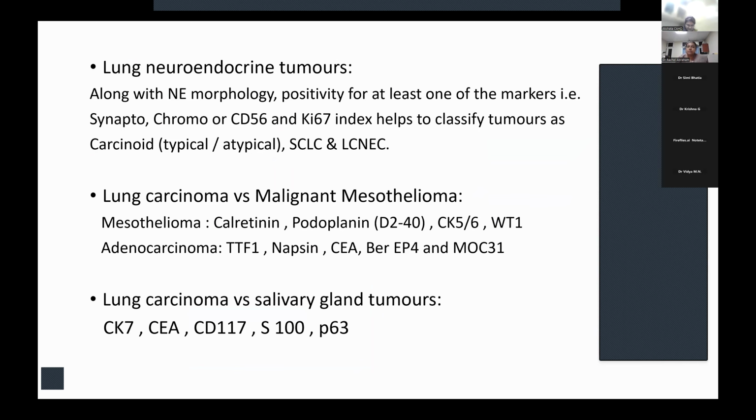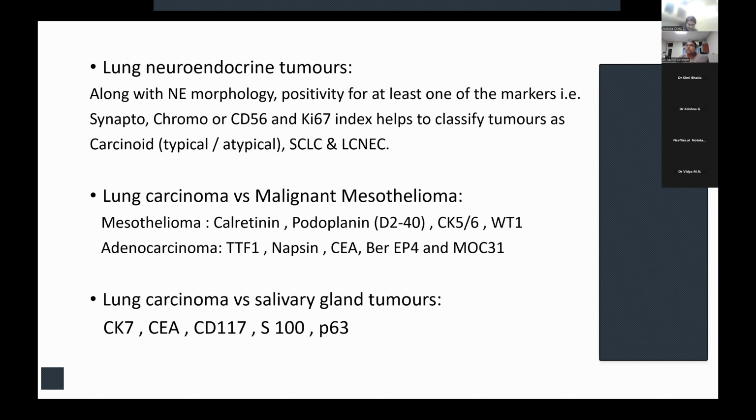The next role would be in lung neuroendocrine tumors. One important point to remember is that just the expression of a neuroendocrine marker, for example synaptophysin, doesn't label a tumor as neuroendocrine. You need to have a classic neuroendocrine morphology along with positivity for at least one of the markers, synaptophysin, chromogranin or CD56, along with the Ki67 proliferation index, which helps us to classify the tumors as carcinoid, whether typical or atypical, small cell lung carcinoma or a large cell neuroendocrine carcinoma.